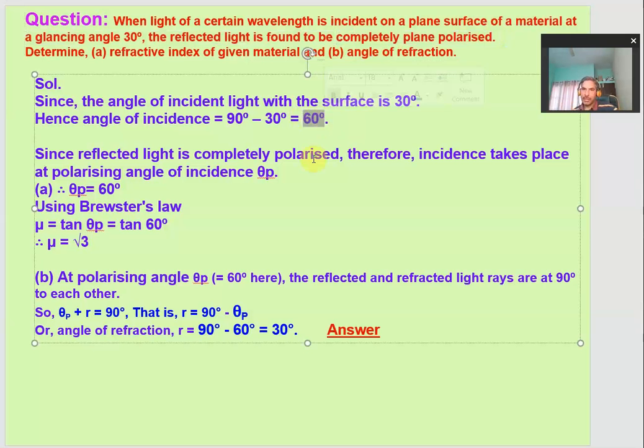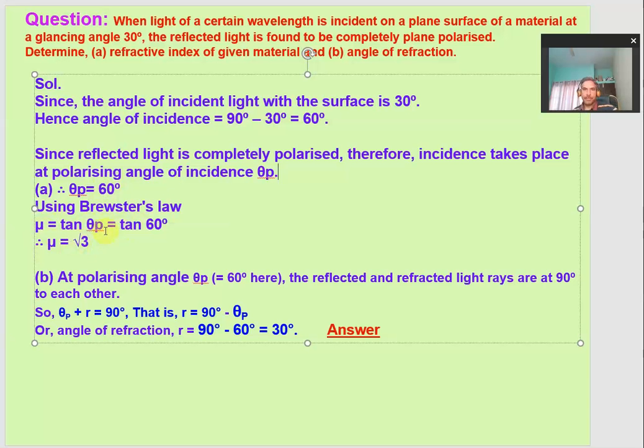If the first part is to calculate the refractive index of the given material, then we know Brewster's law. Brewster's law simply says that the refractive index of the medium is equal to tan theta p, the polarizing angle, which is 60 degrees here. When we substitute the value, we get the refractive index mu to be tan 60, which is equal to root 3. So this is the refractive index of the medium.